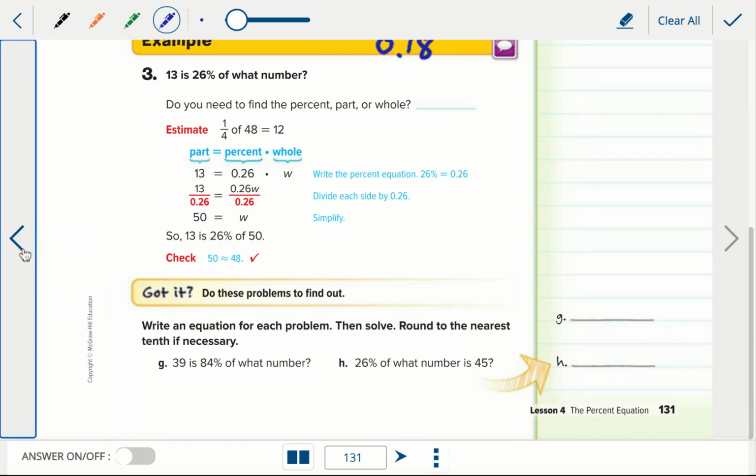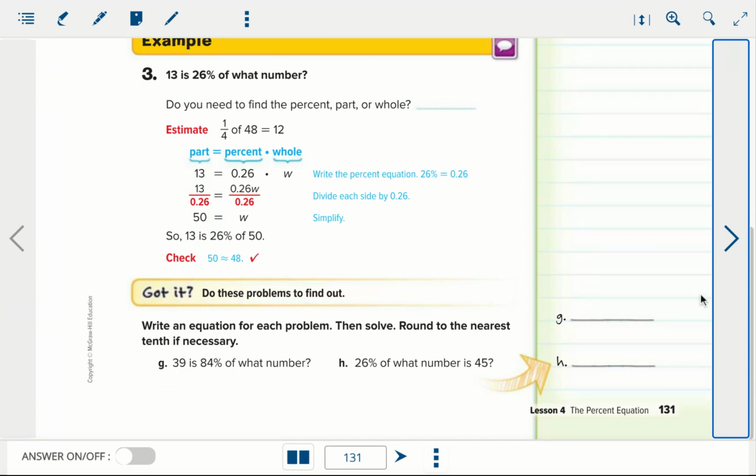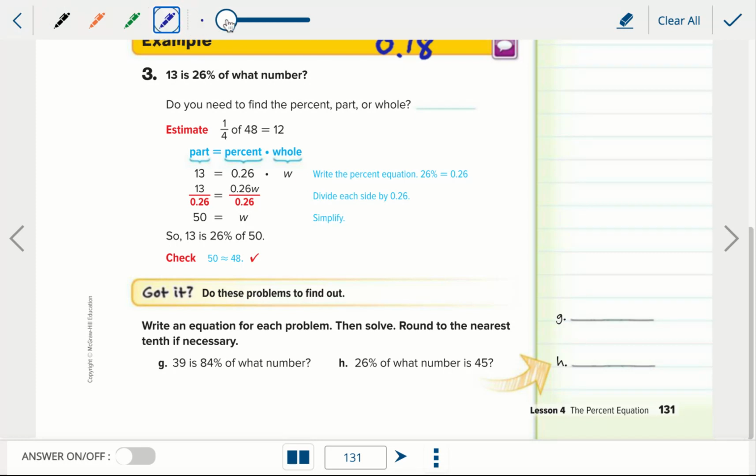So we've done finding the part, finding the percent. Now we're going to practice a couple of finding the whole. When I look at this problem, it states 39 is 84% of what number? You literally write it the way the equation says. So 39 means equal. 84% cannot be written as a whole number. We have to write it as a decimal, so 0.84 times a number.